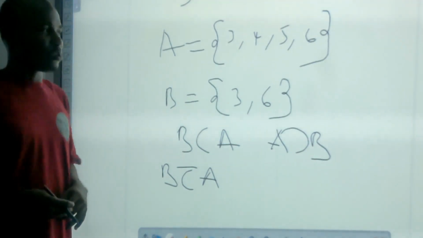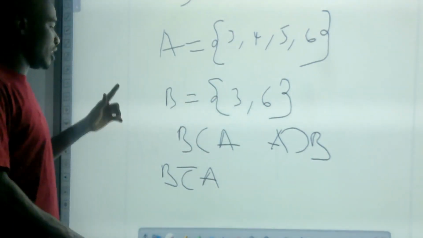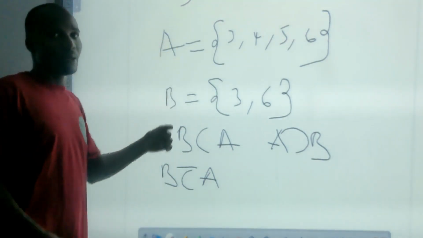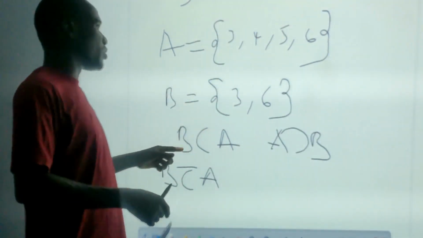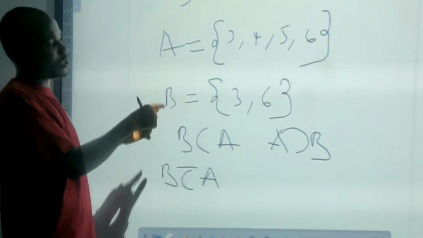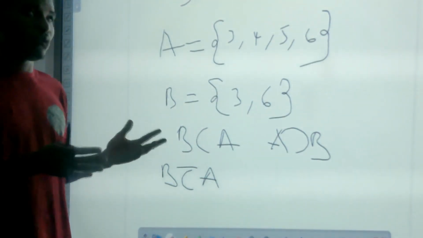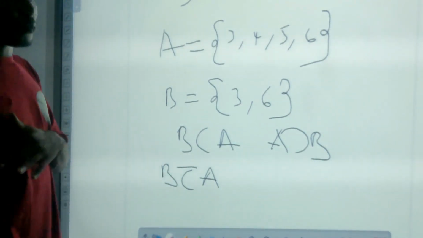Is that okay? So that means we say A has elements 4 and 5 which are not in B. So B is a subset of this, but it is a unique subset, and A is a unique superset of B because it has some elements which B does not actually have. So that is what actually explains the knowledge of subset and superset.